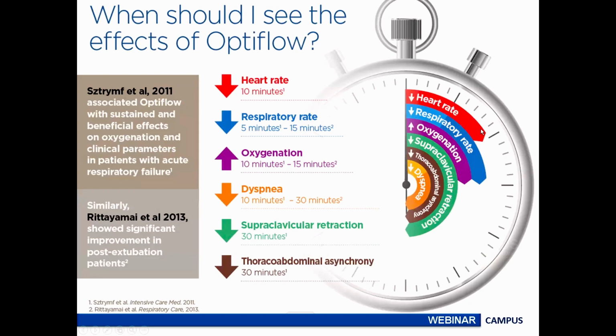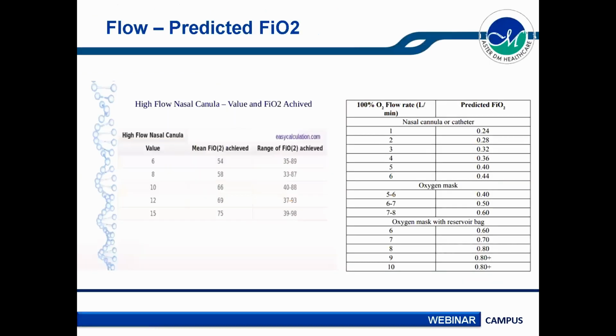So initially in 10 minutes itself, you can see the heart rate getting reduced, or the heart rate increase will start settling. The respiratory rate will come down by about 15 minutes. Again, oxygenation also will start improving in 10 to 15 minutes. So immediately after putting on an HFNC, even if SpO2 is slightly low, you can wait for up to 15 minutes, by which time the SpO2 will improve.